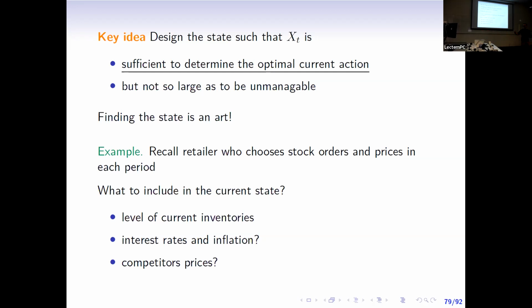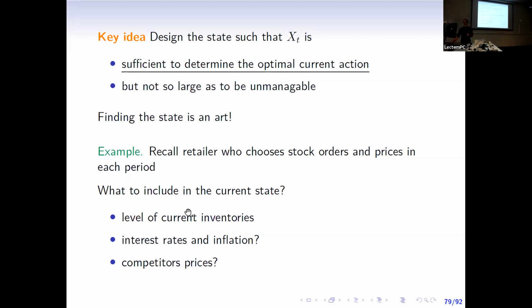Now, it's easy to imagine that we could go too far. If I think about everything that a bookseller needs to know to manage inventories of all of their books, like what their competitors are doing, their prices, all these different things, the state is going to become extremely large. We're going to be measuring a huge amount of quantities, and it's going to be unmanageable. So we're looking for that sweet spot where we put enough information in the current state to make decisions, but not so much that the state and the dynamic program itself becomes unmanageable.